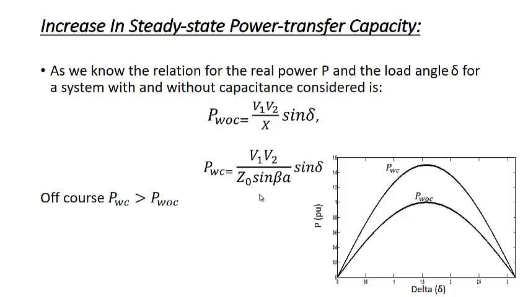As we have discussed in the previous class, this Z0 sine of beta A for a long transmission line will be less than this X, so overall this portion will be greater than this. So when this capacitance is considered, this will be the P-delta curve. It will definitely be different in the peak, but the variation will be similar. You can see from here, this will be P. This will help us in understanding the steady state power transfer capacity. That is why I discussed it over here.